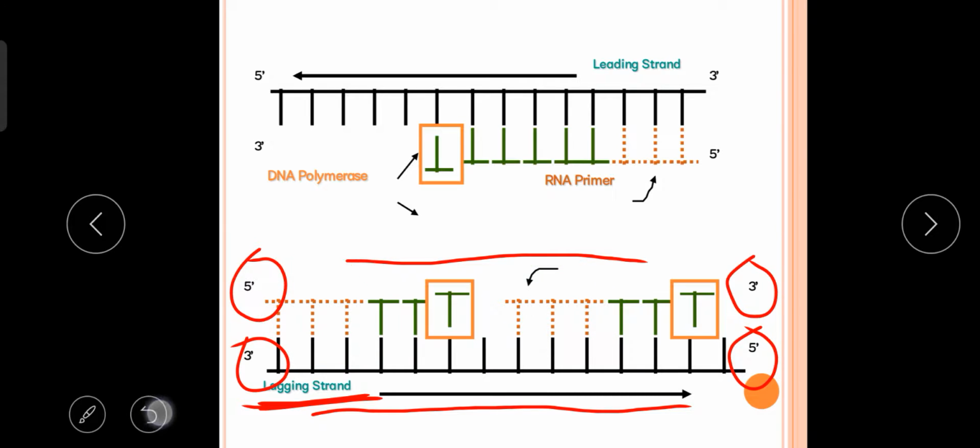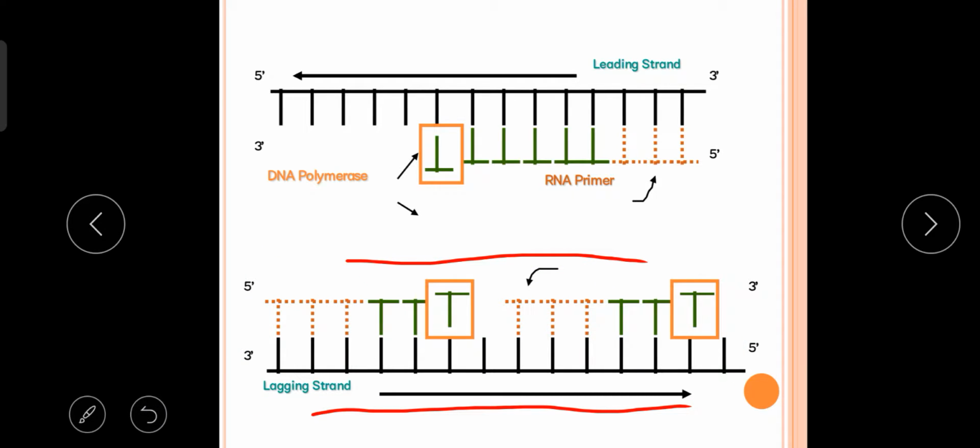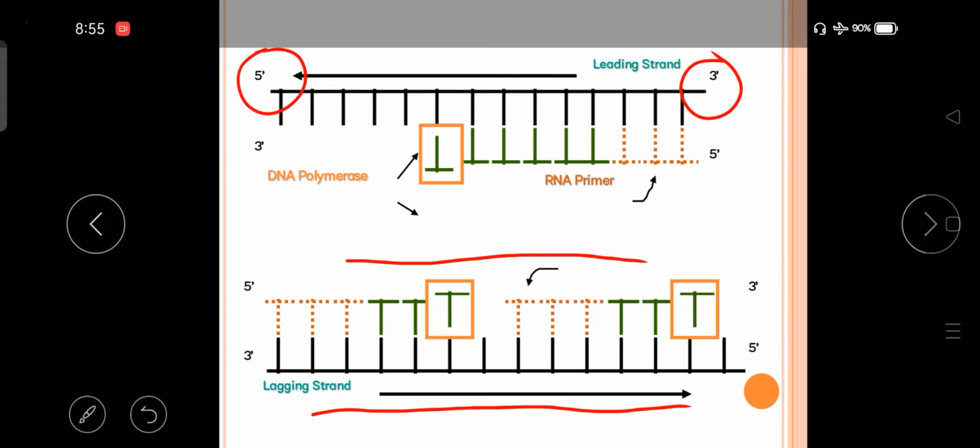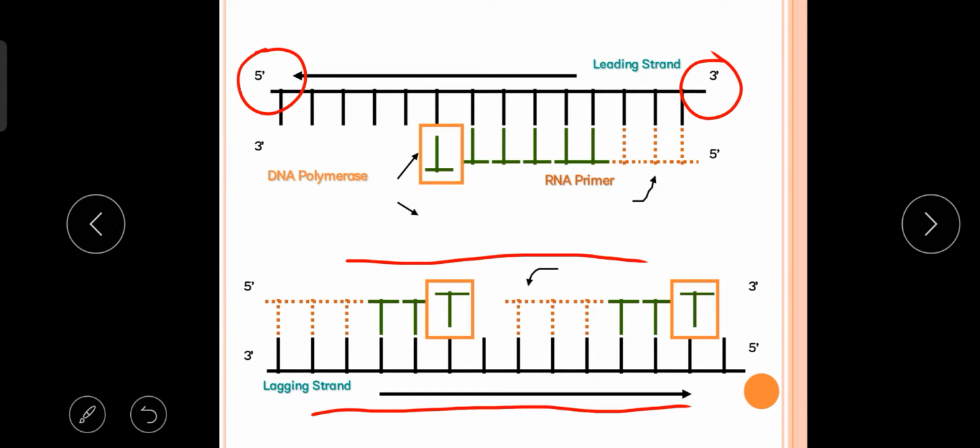Let me simply explain which one is the leading strand and which one is the lagging strand. If the parent DNA strand is in the 3 prime to 5 prime direction, then the newly synthesized strand will be known as the leading strand, because the new strand proceeds from 5' to 3' direction. Only when the parent strand is 3' to 5', the new strand will proceed from 5' to 3' direction, and this will be known as the leading strand.